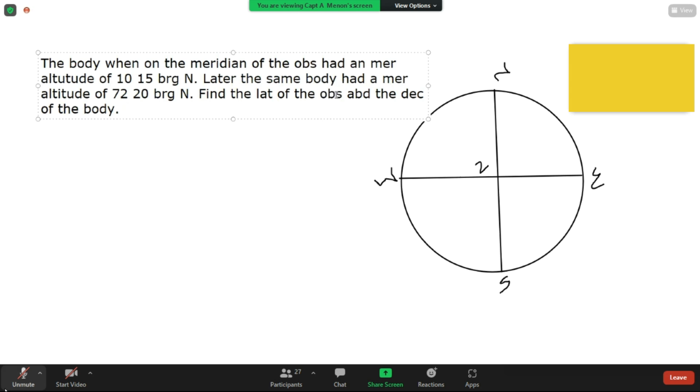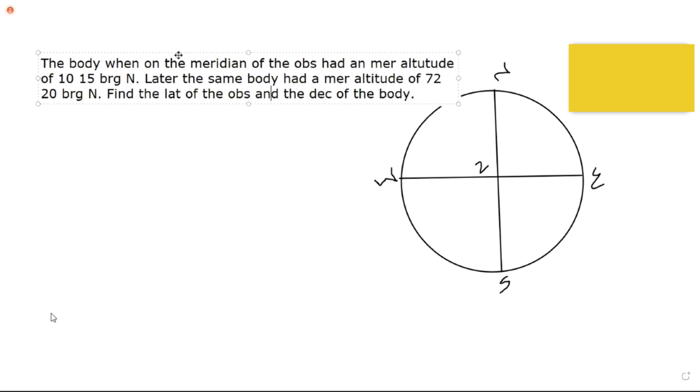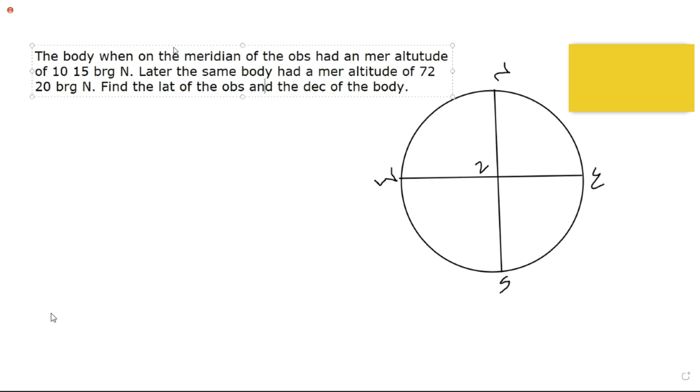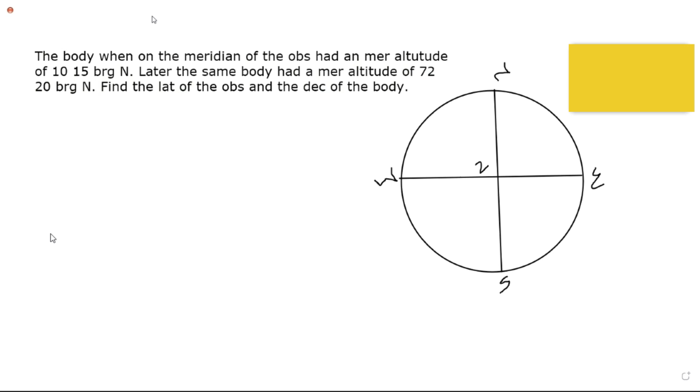This altitude is 10 degree 15 minutes and 72 degree 20 minutes. Correct? Yeah, correct. But just to show the notes only, you have an idea what it is. That's a big problem beforehand. Okay, can I continue? Yes, sir. Okay.